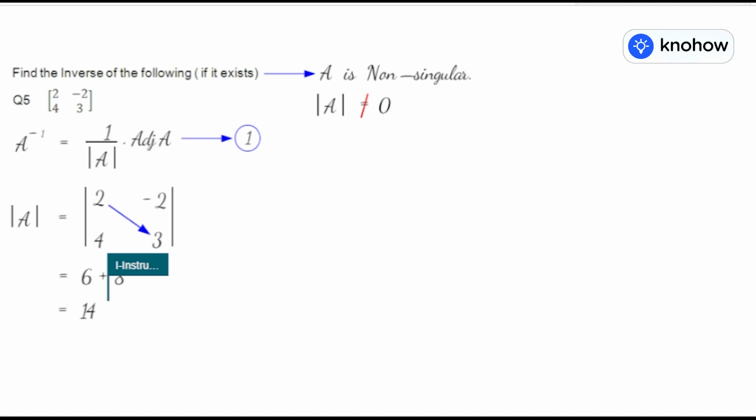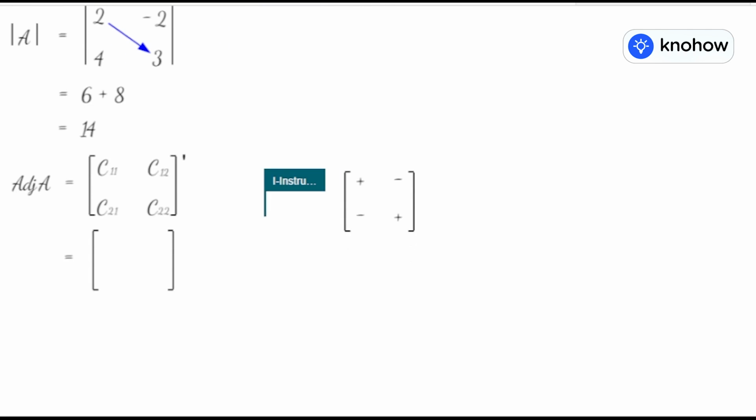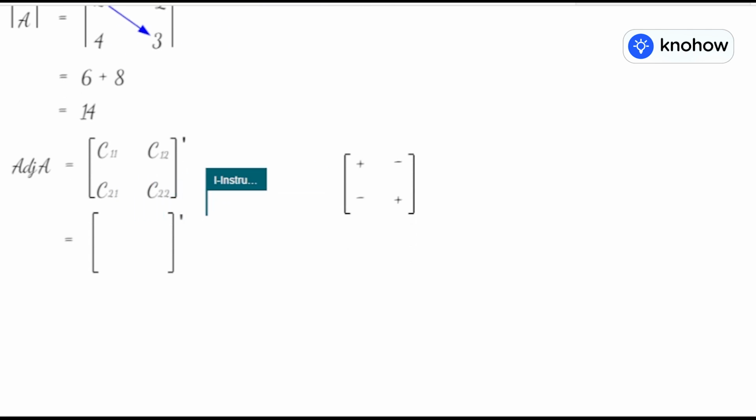And now let us work out adjoint A. How do you define adjoint A? It is the transpose of the corresponding cofactor matrix. That is, each element is replaced by its cofactor C11, C12, C21, C22 with the proper signs plus, minus, plus. So it will be the transpose of, now let me write directly, the cofactor of the element 2 will be the opposite number 3 with the same sign, so it will be 3.